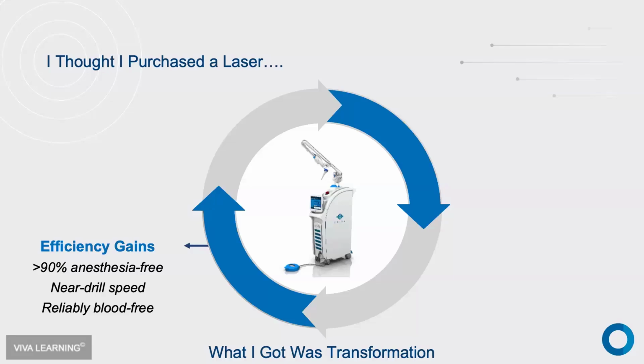For us, 90% or greater anesthesia-free, blood-free as it cuts through, is a huge thing. I can work in multiple quadrants, no problem, because we're not necessarily numbing up. A cavity preparation for a typical class 2 for an adult might be 2.5 minutes. For a pediatric tooth, it might be 60 seconds. And that's all it takes.